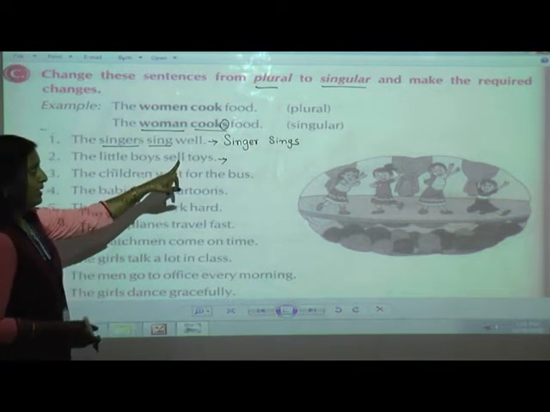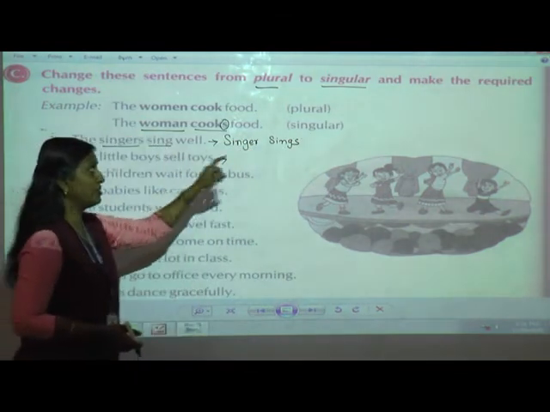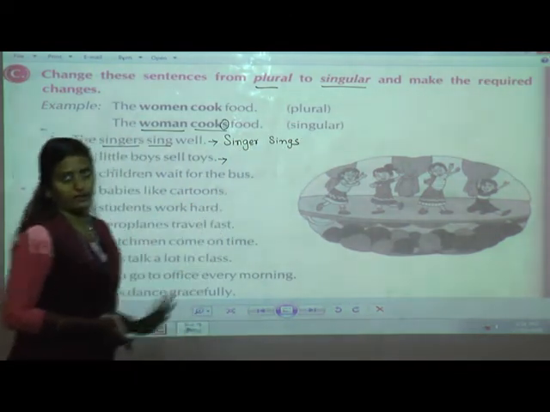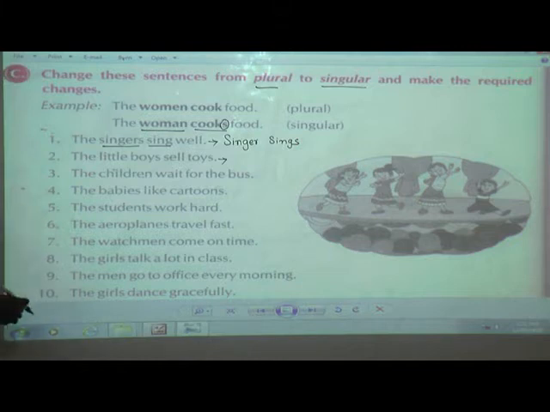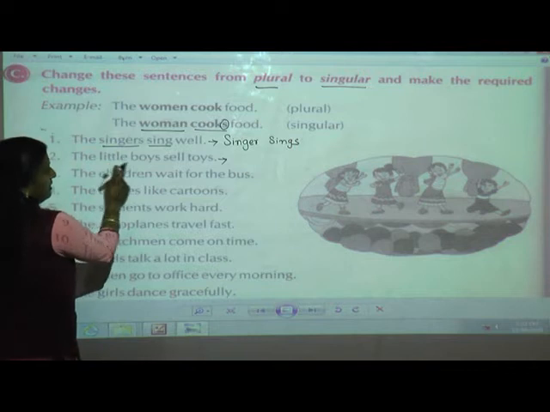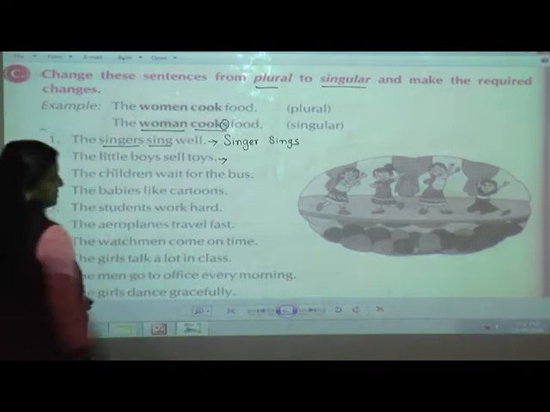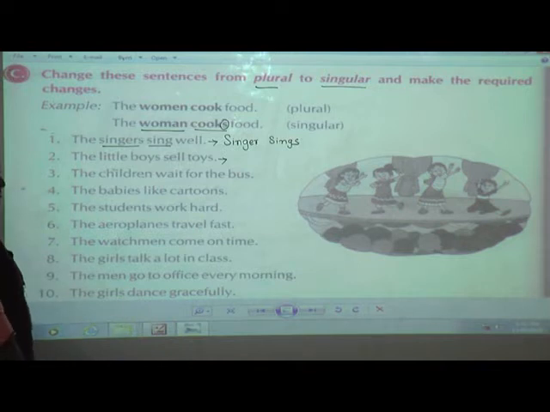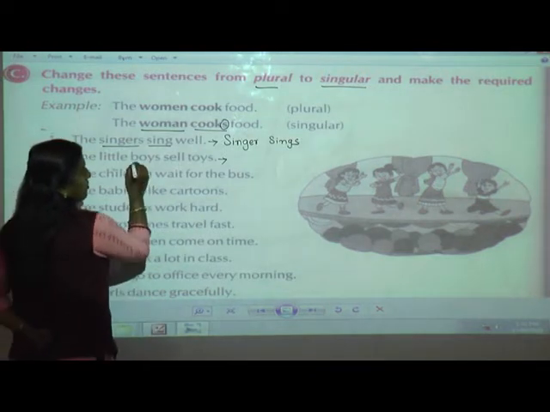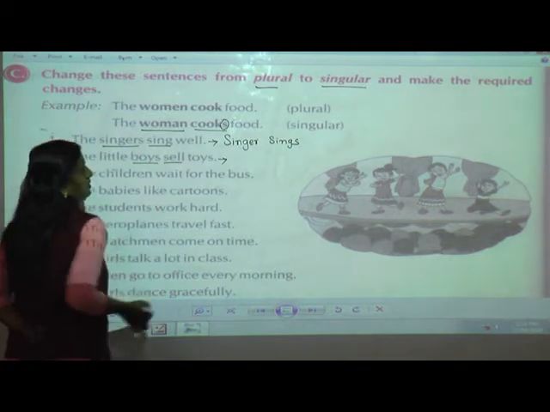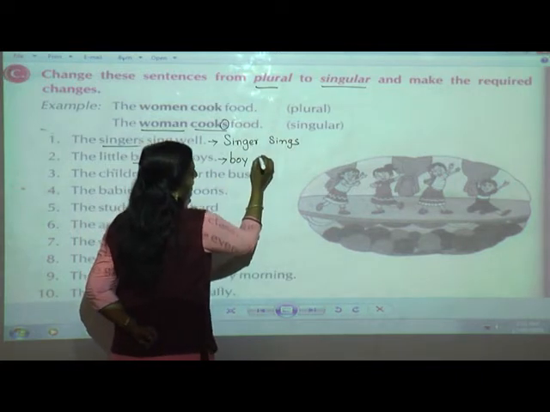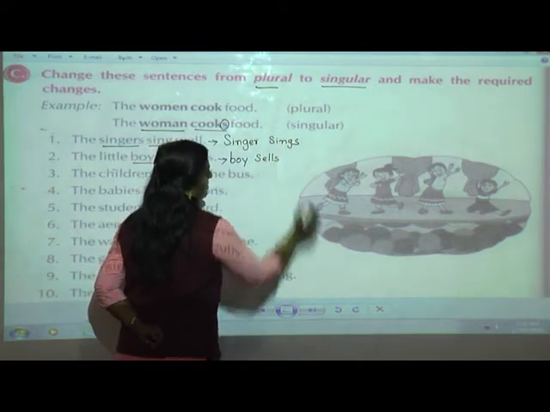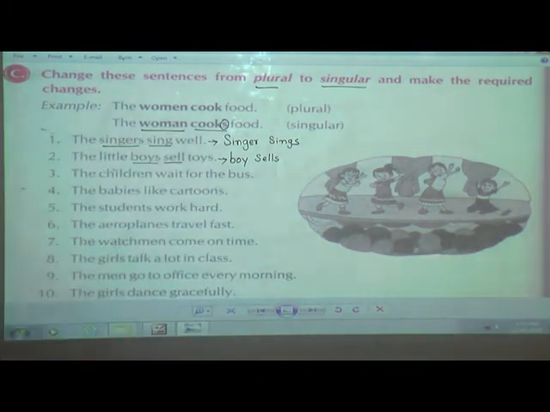As you have to write the full sentence, there is no space here, so whatever changes we are making, we will do only that. Here they have not told us to write the full sentence, so only the changes we have done. Done? Now next, the little boys sell toys. The sentence is in plural form, so I will make it singular. Boys will become boy and my verb will have s. Got it, everyone?